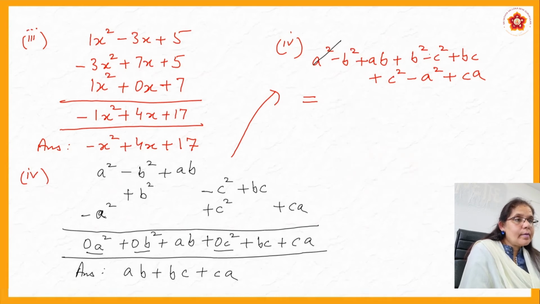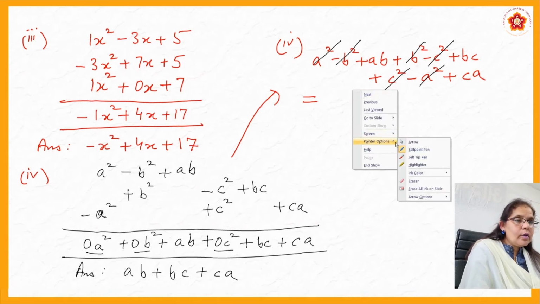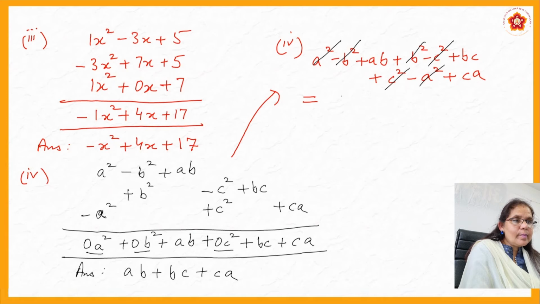A square and A square get cancelled. B square and B square get cancelled, because B square minus B square is like 2 minus 2, it's 0. C square and C square get cancelled. And if you see here, you are only left with AB plus BC plus CA.